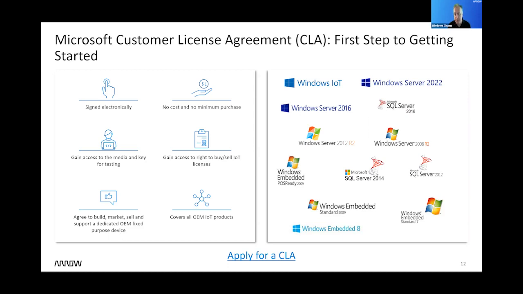So the logos on the right are not all of the products by any means, but because the products have 10 to 15 years of life, you'll see lots of older products on here because they're still available. And we have OEMs that are still shipping appliances on very old products because that's the point of the program, giving you a very long life cycle. And there is a link here to apply for a CLA. So again, it takes you to a little form that would send me your details and we can start that agreement process for you.